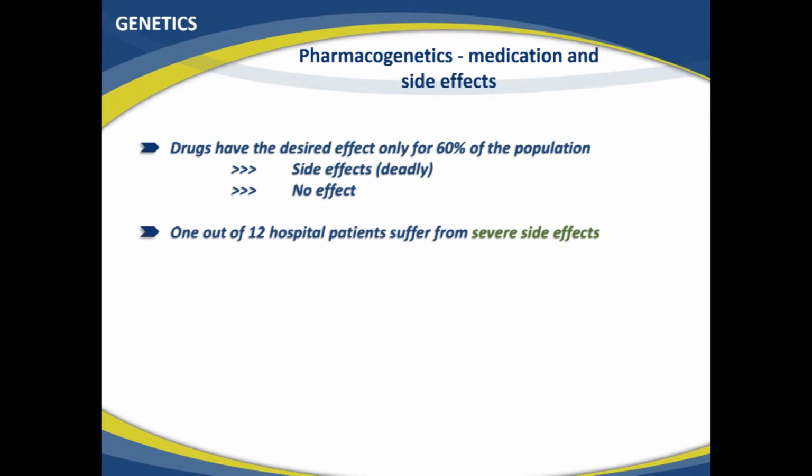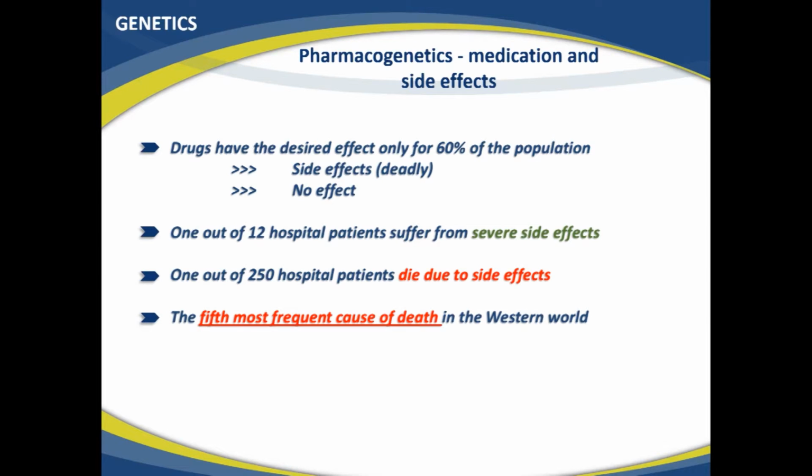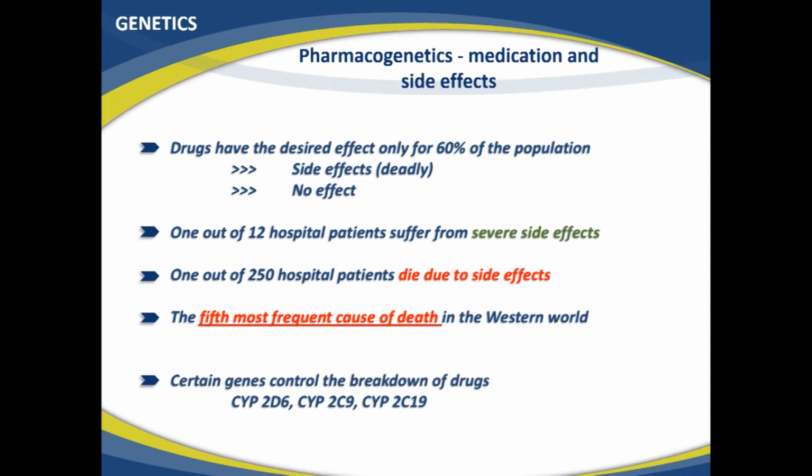And the statistics tell us that 1 out of 12 hospital patients suffer from severe side effects. They're there for some problem, but they really get another problem through drugs that they are taking. And 1 out of 250 dies due to these side effects. So really they die not because of the disease or the problem that they have, but from the treatment. And it is the fifth most frequent cause of death in the Western world. So it's really one of the big problems that we have. Without medication, of course, many more people would die, but many people also die because of drug side effects.